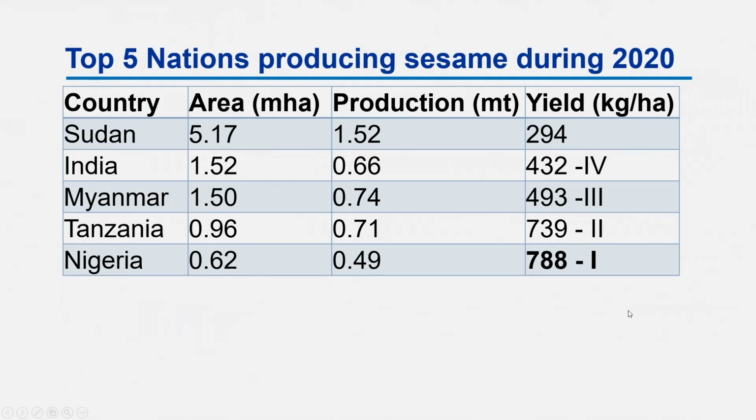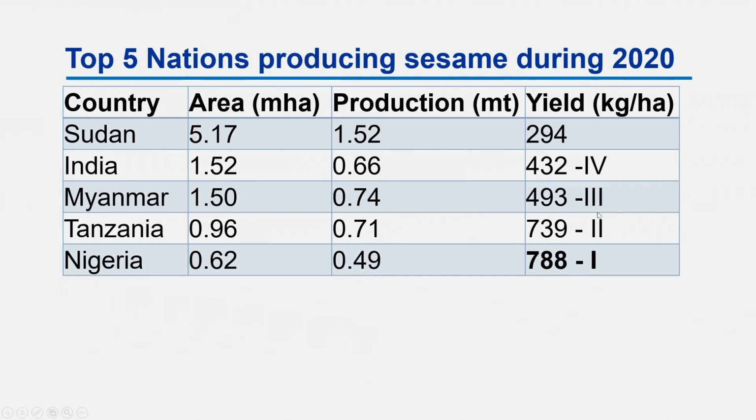kilogram per hectare. Now, nations producing sesame during 2020: area is highest in Sudan. You can see 5.17 million hectare, and then India 1.52 million hectare, and Myanmar 1.5 million hectare, and then Tanzania 0.96 and Nigeria. So, you can see overall that Sudan and India have very high area compared to other countries, and you can see the production. Sudan has the highest production of 1.52 million tons, and India has 0.66 million tons, Myanmar 0.74 million tons, Tanzania 0.71 million tons, Nigeria 0.49 million tons.